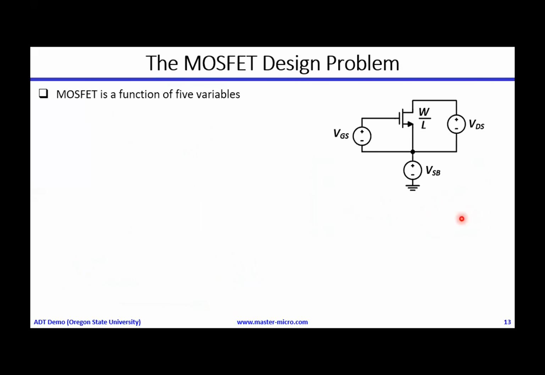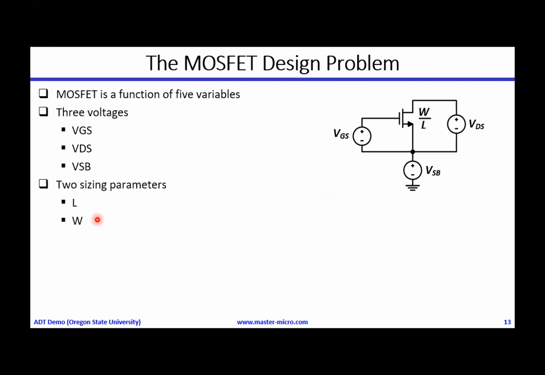If we think about the MOSFET as a mathematical design problem, the MOSFET is a function of 5 variables. These 5 variables are 3 terminal voltages and 2 sizing parameters. The designer has to define these 5 variables for every transistor in his circuit. So how does this happen?